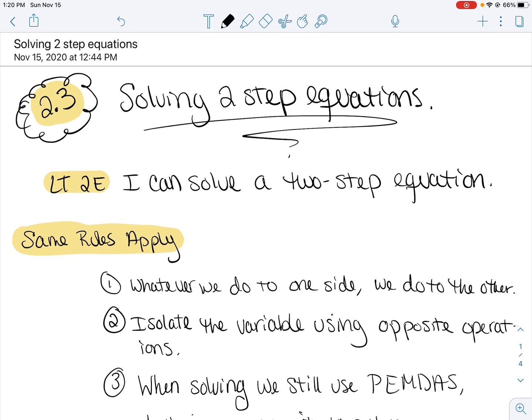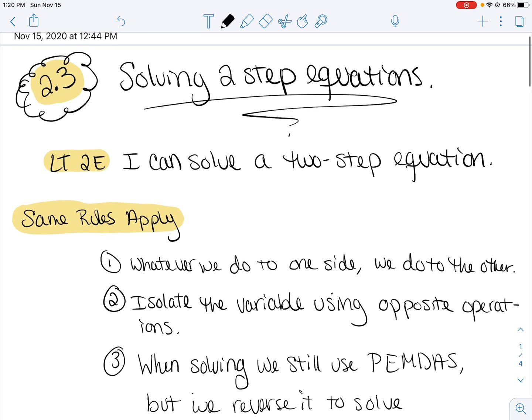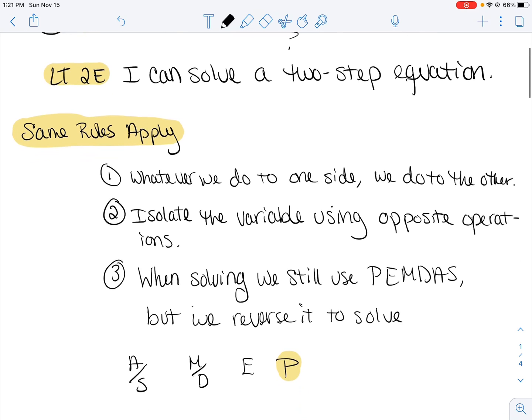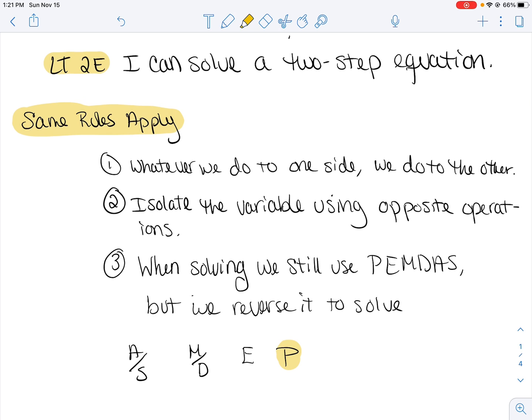Now we're working on solving two-step equations. So your learning target, very similar to the title, I can solve a two-step equation, learning target 2E. In the first video, we talked about all the rules and the reasons behind solving equations, right? All those same rules apply, we just now have to do more than one operation to solve our equations. So let's talk through these rules quickly.